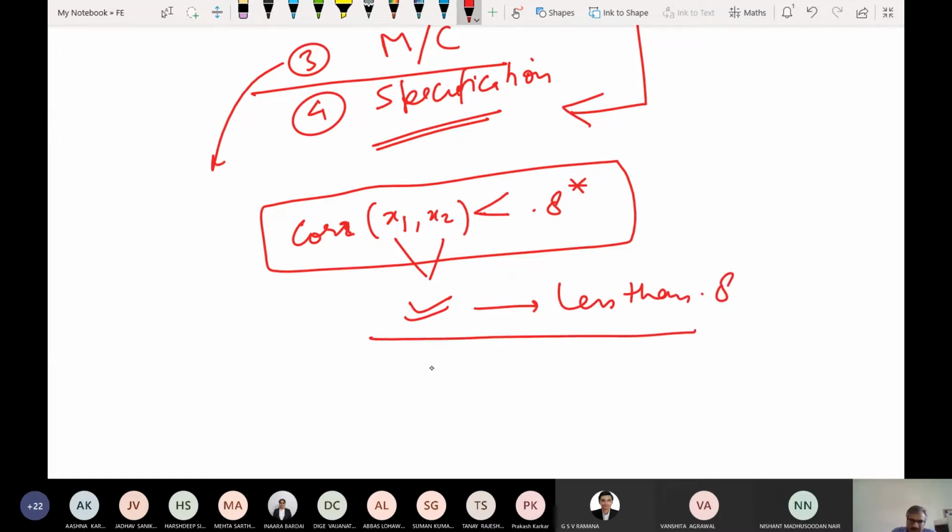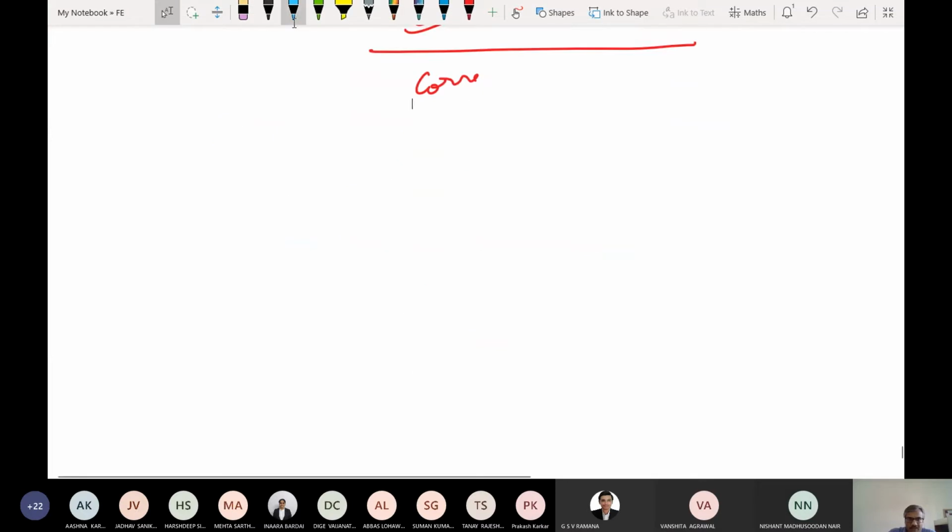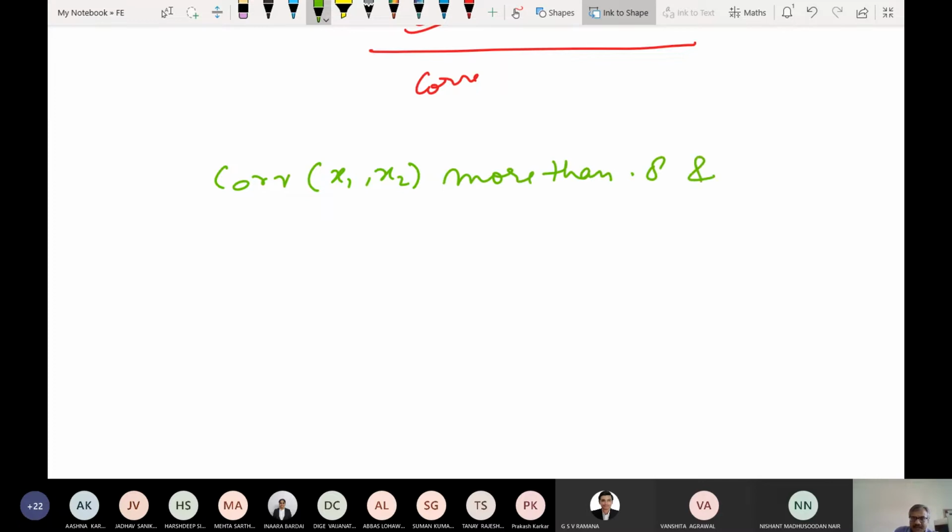It will be a problem when the correlation coefficient between x1 and x2, representative of any two independent variables, is more than 0.8 and significant. Even if it is more than 0.8 but not significant, that type of correlation between independent variables is not a problem. Correlation among independent variables is taken for granted, but it should not be too high, and a number has been fixed: it should not be more than 0.8, and obviously significance.